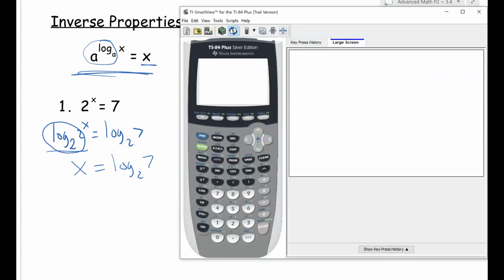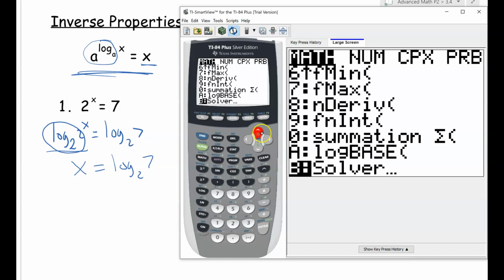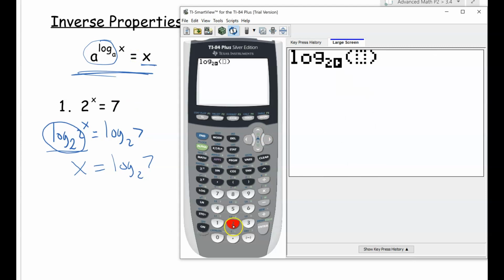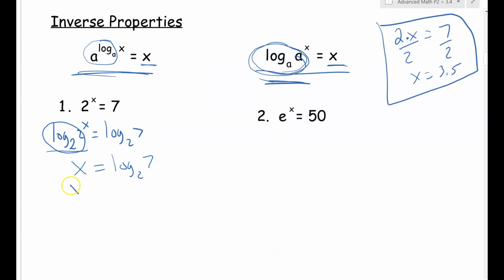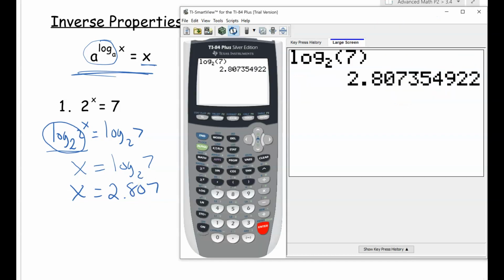There's two ways we can do this. The easy way here on this calculator, the TI-84, is if we went to math, and then this one, you're going to use log base, and we would put a 2 in and a 7, and we'd hit enter. Okay, and we get 2.807. So x equals 2.807.